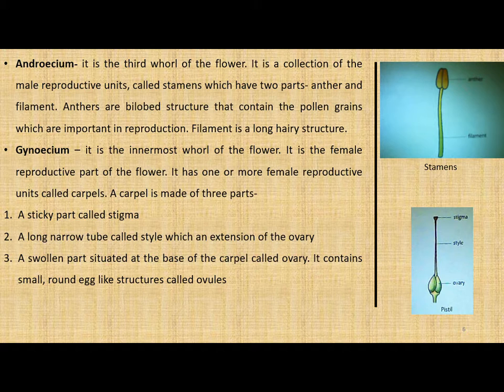It has one or more female reproductive units called carpels. A carpel is made of three parts. A sticky part called stigma, a long narrow tube called style, which is an extension of the ovary, and a swollen part situated at the base of the carpel called ovary. It contains small round egg-like structures called ovules.